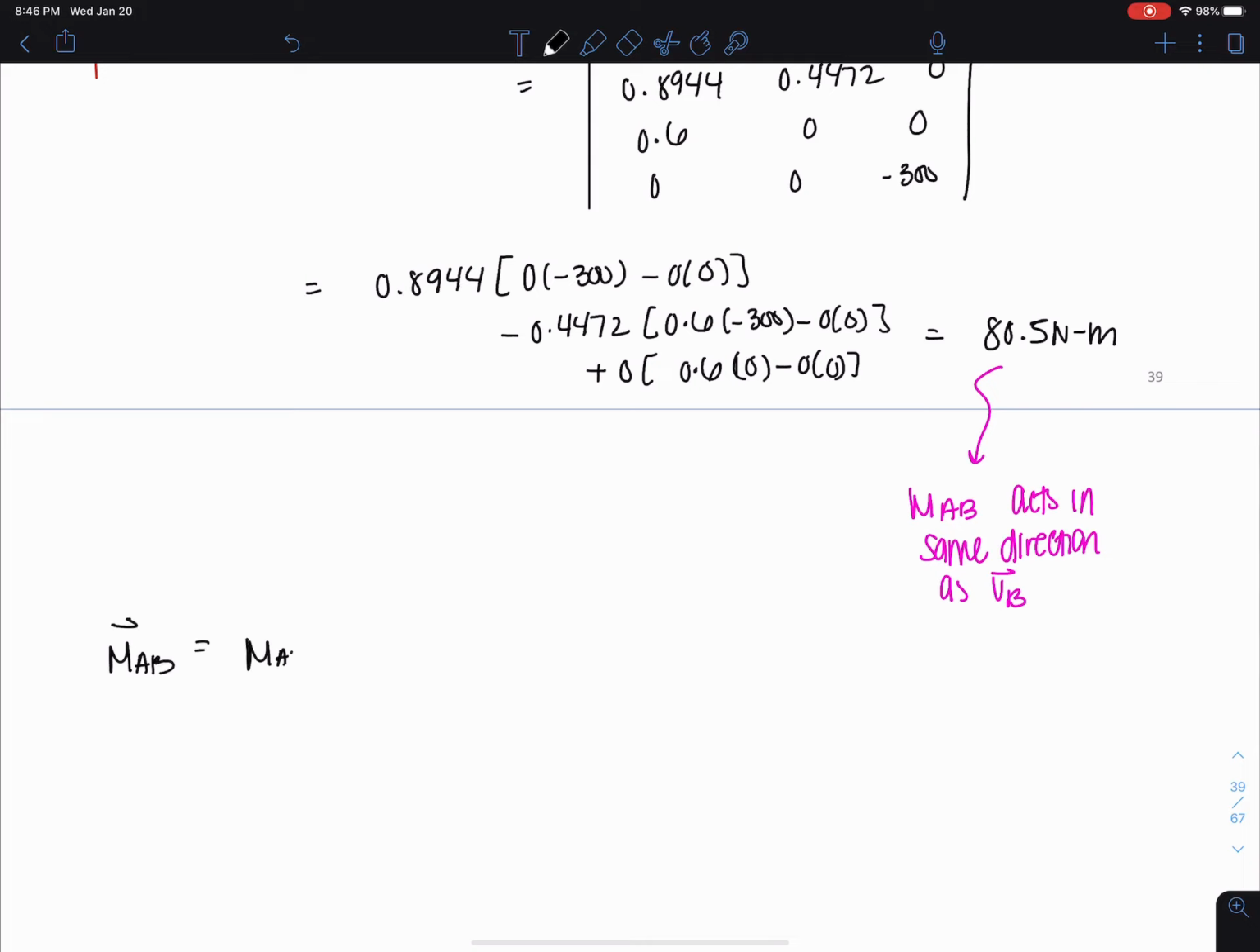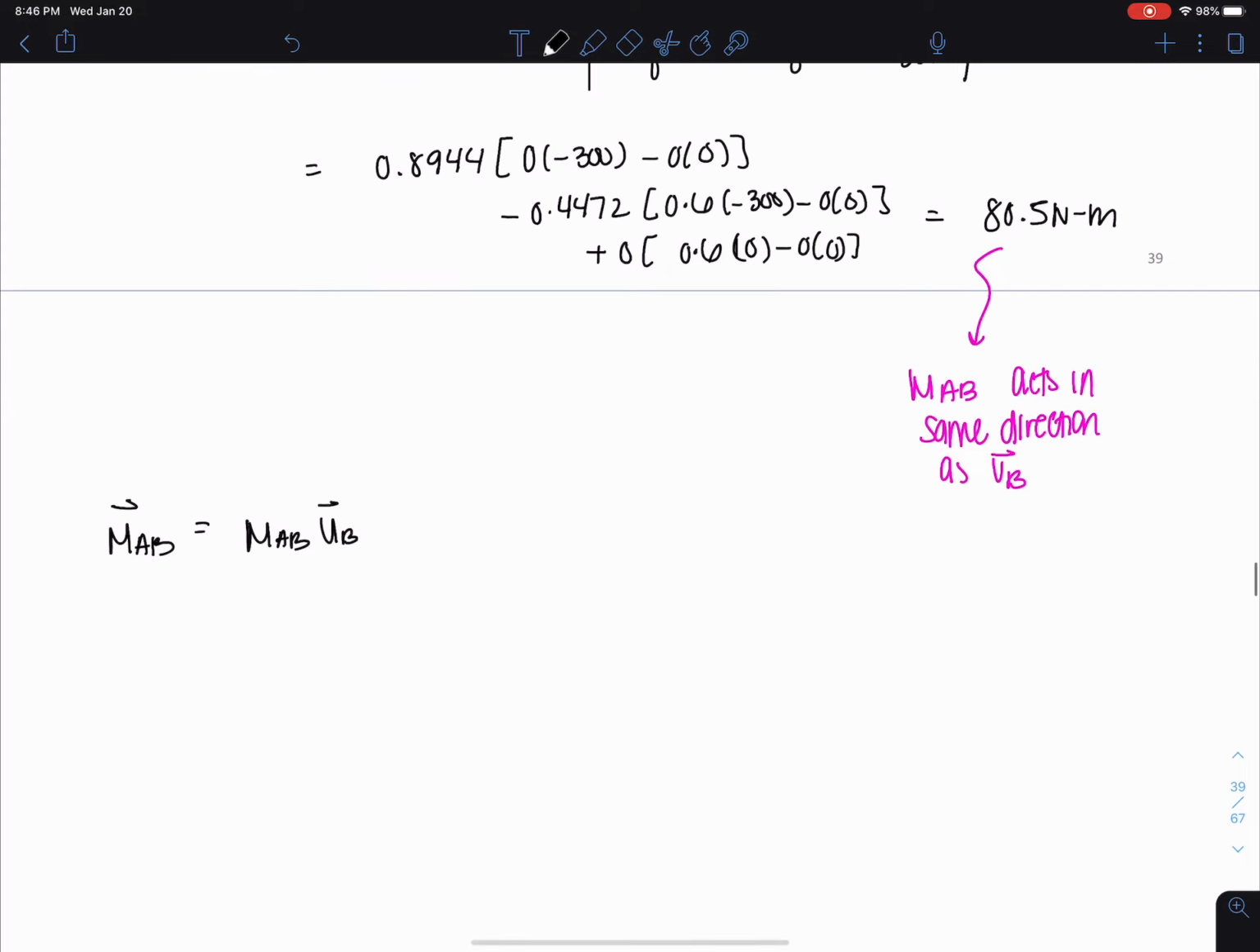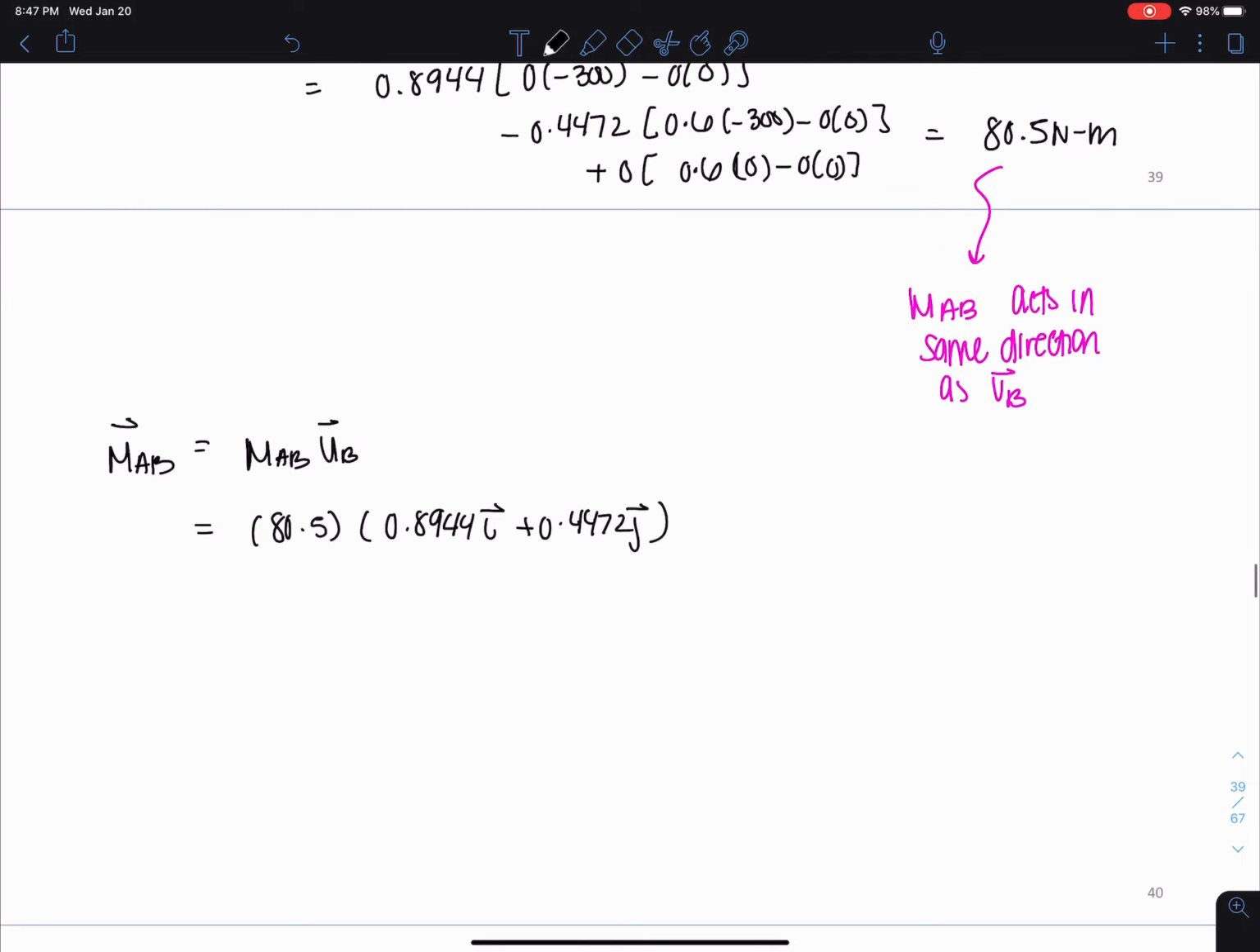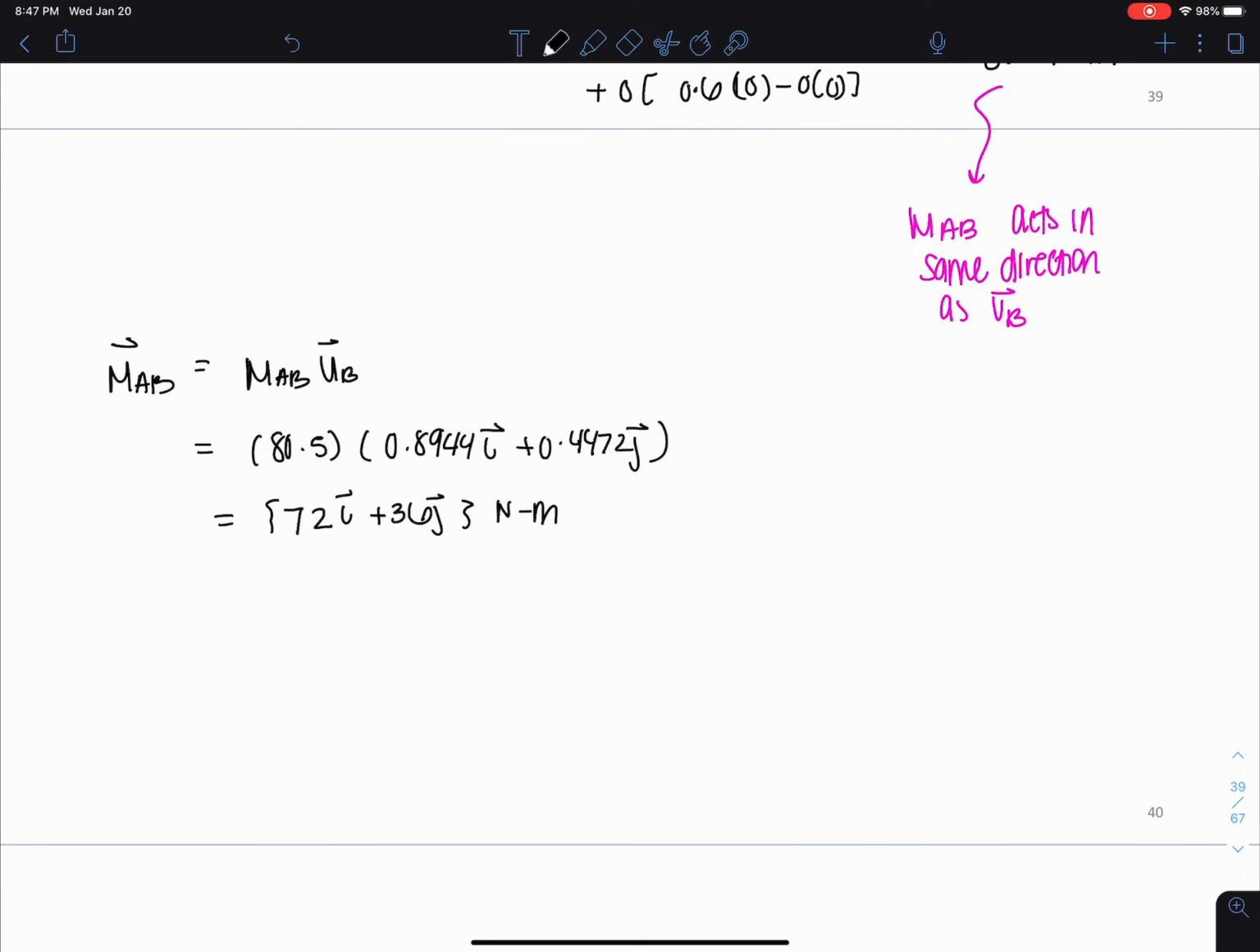Okay. Now my Cartesian vector MAB, if I wanted to keep this in Cartesian vector, I would take my MAB, the scalar quantity I just solved for, and I can multiply it by my unit vector. So I can say that 80.5 times 0.8944 in the I plus 0.4472 in the J is equal to 72 in the I plus 36 in the J, and that's in Newton meters. Okay, so I can keep this in a Cartesian vector system as well.